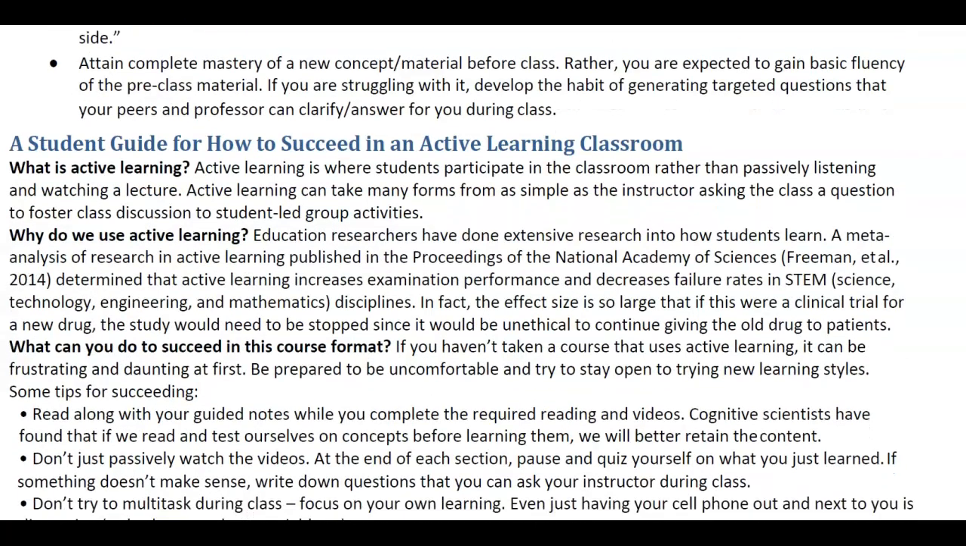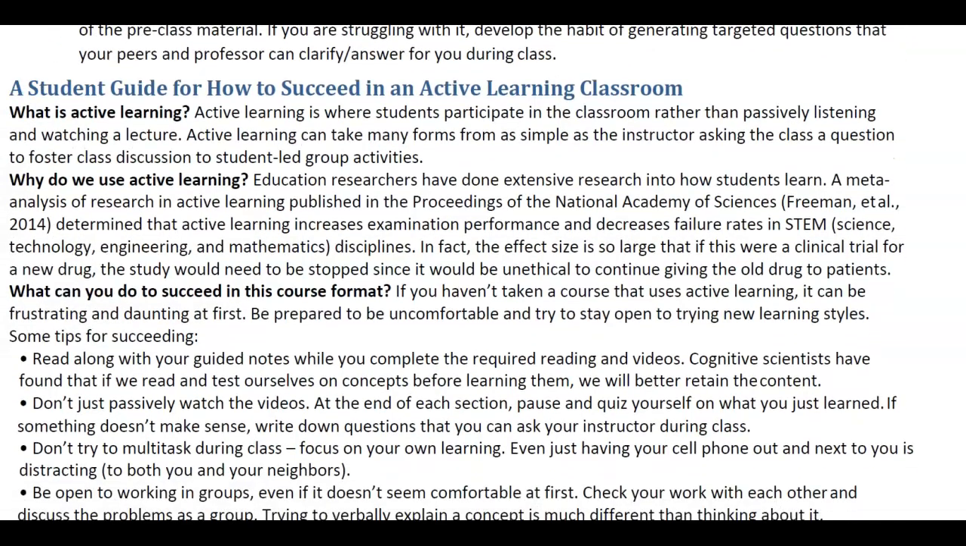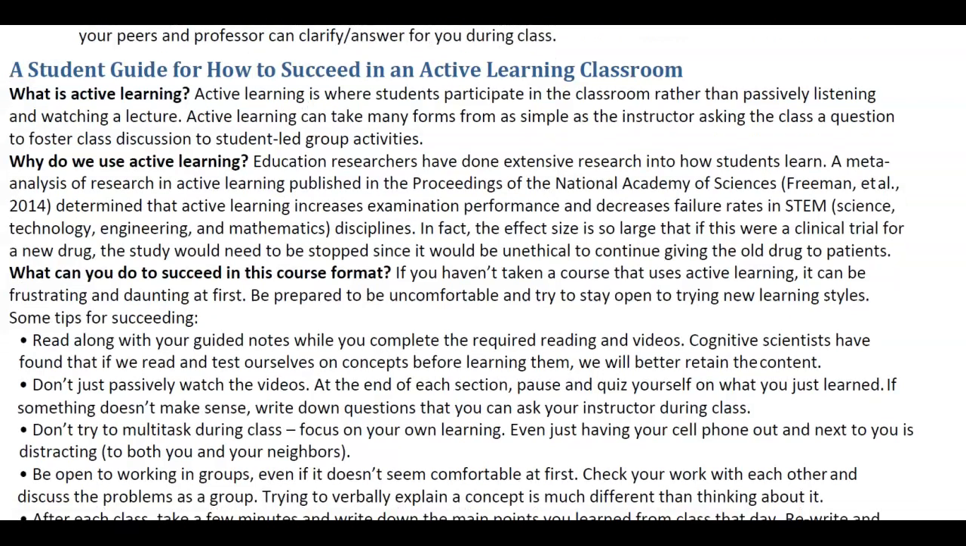What is active learning? Well, active learning is where students participate in the classroom rather than passively listening and watching a lecture. Active learning can take many forms, from as simple as the instructor asking the class a question to foster class discussion to student-led group activities. Why do we use active learning? Well, education researchers have done extensive research into how students learn. A meta-analysis of research in active learning published in the Proceedings of the National Academy of Sciences determined that active learning increases examination performance and decreases failure rates in STEM disciplines. Now, in fact, the effect size is so large that if this were a clinical trial for a new drug, the study would need to be stopped, since it would be unethical to continue giving the old drug to patients.